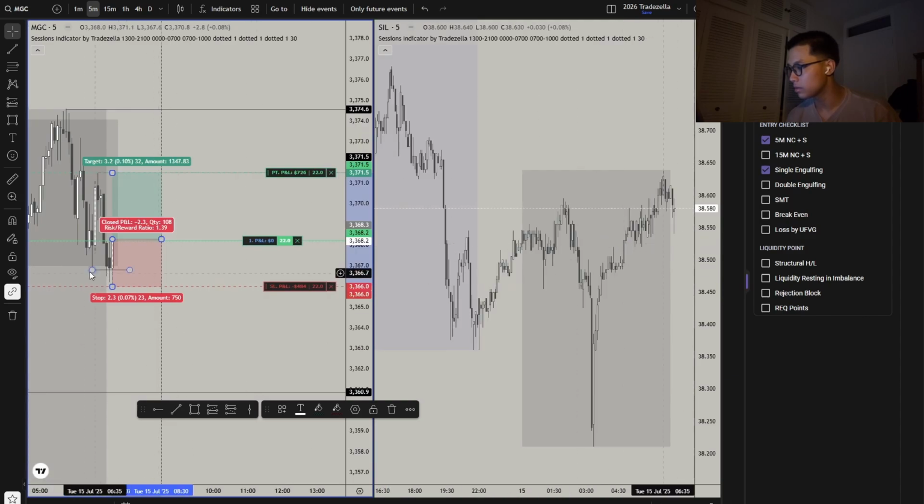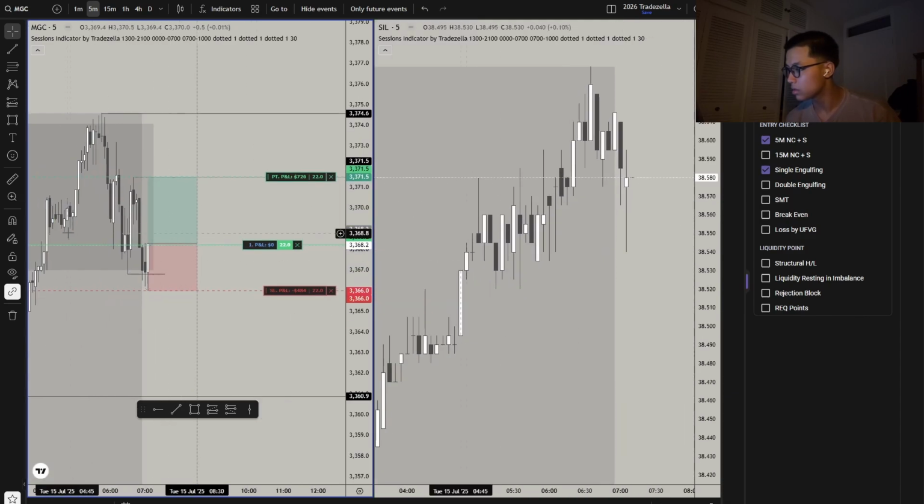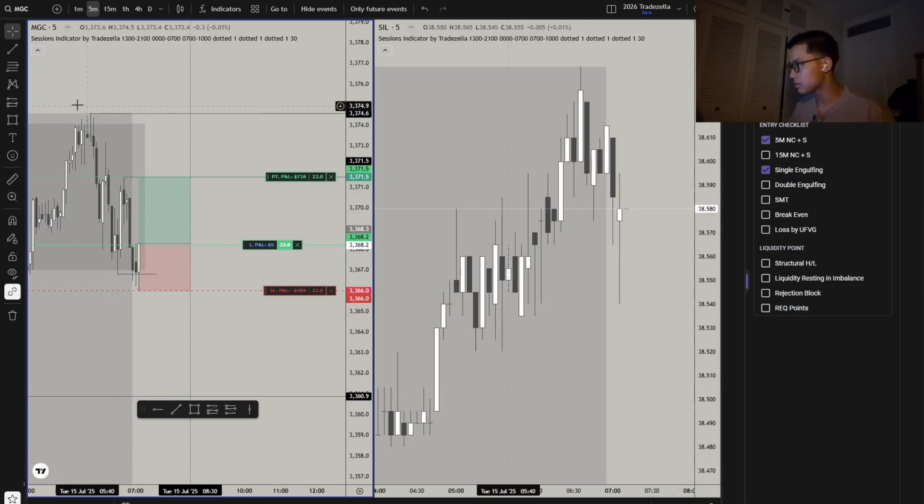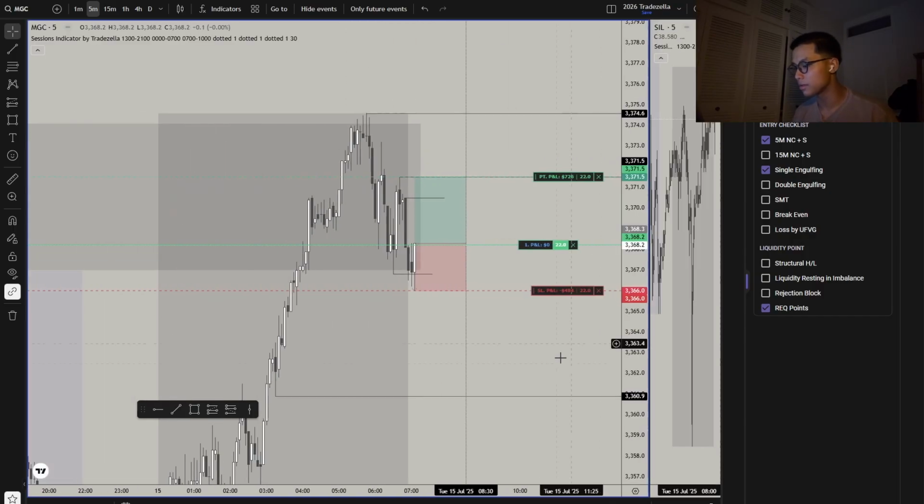Do we have an SMT? Not clear, no clear SMTs with silver. Nope. Okay, no SMTs. Break even point. I think the break even point is here. Okay, and this was a relative equal point stagger sweep. Okay, let's see how this trade plays out.